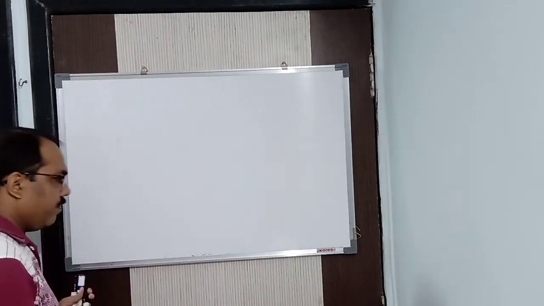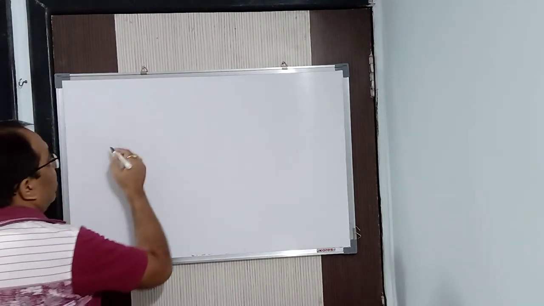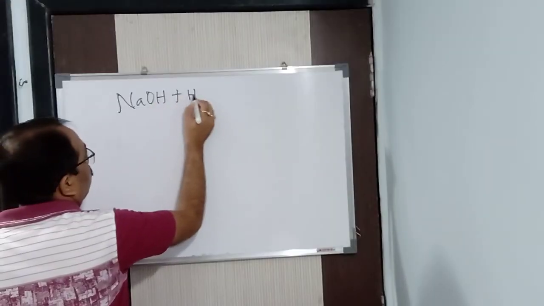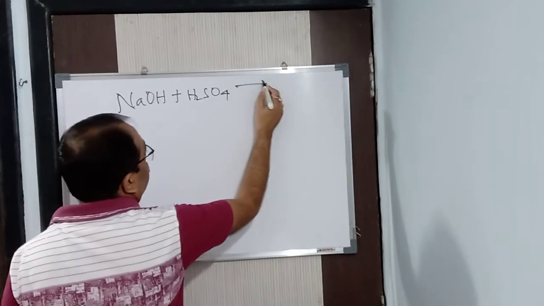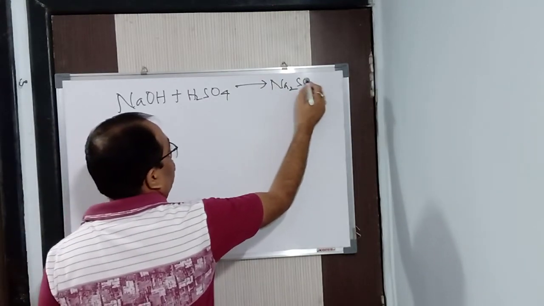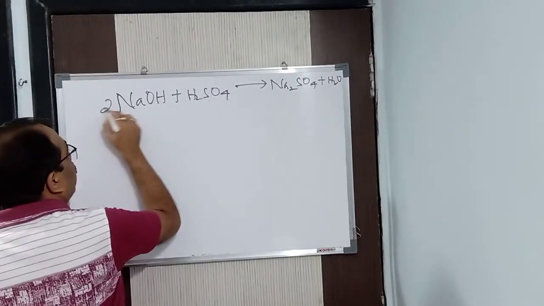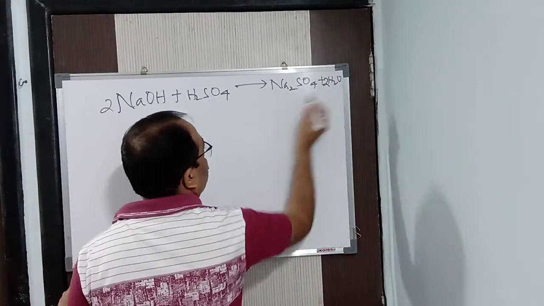Let me give you an equation, an example, then you will come to know. For example, NaOH plus H2SO4 gives, if the reaction is completed, Na2SO4 plus water. I need to balance it: 2 NaOH plus H2SO4 gives Na2SO4 plus 2 water.